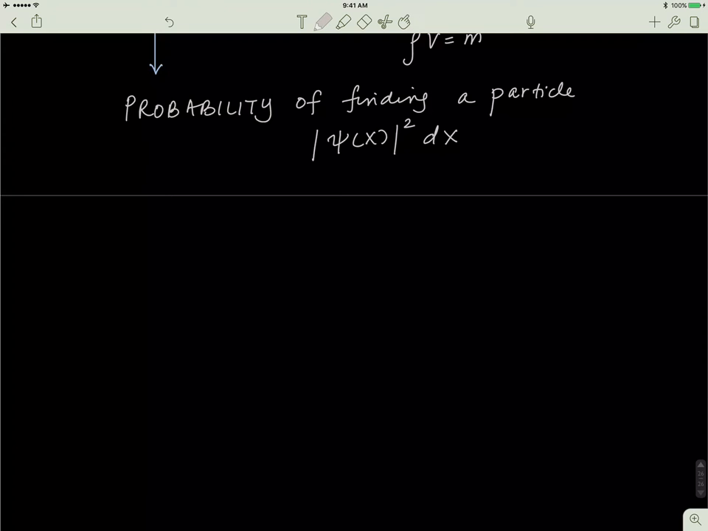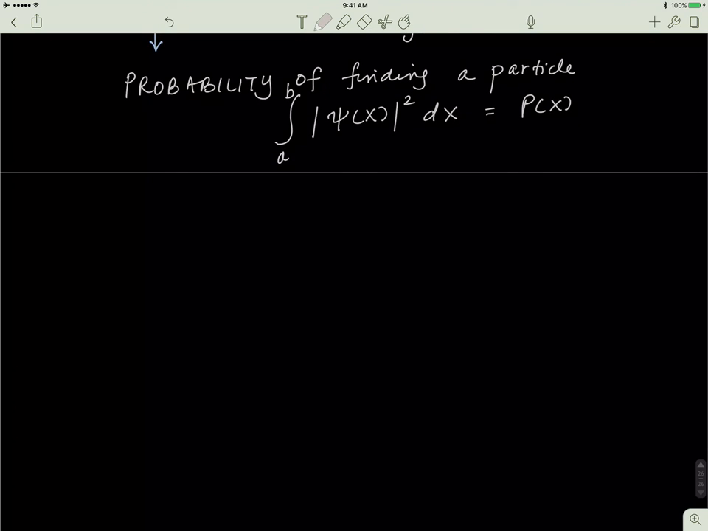If this was 3D, then it would be dx, dy, dz. But since it's only dx, this is going to be the probability p of x in the region dx. So you can integrate this from any value a to b, and it'll give you the probability of finding an electron in that region of space. So I just want to help us clear out terminology.